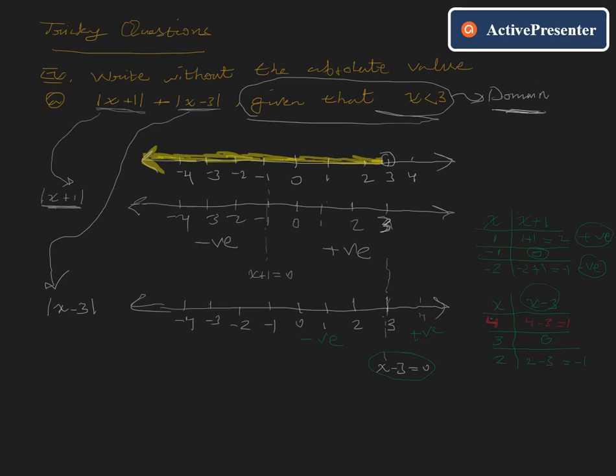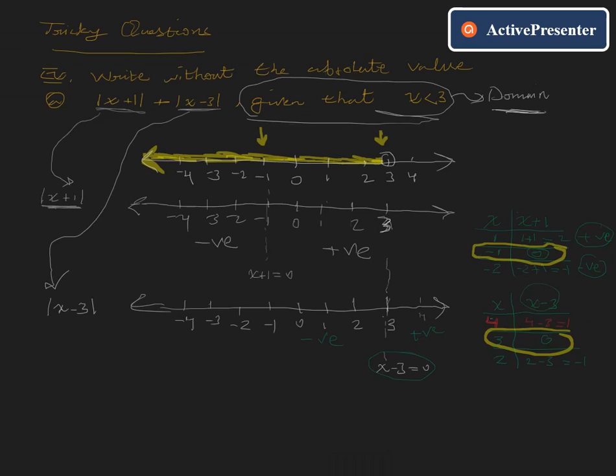So our whole answer: when does the whole expression, the absolute value of x plus 1 plus the absolute value of x minus 3, change? It changes at the zeros of each expression in the whole expression. It changes at these values. That is, it changes here and changes here.